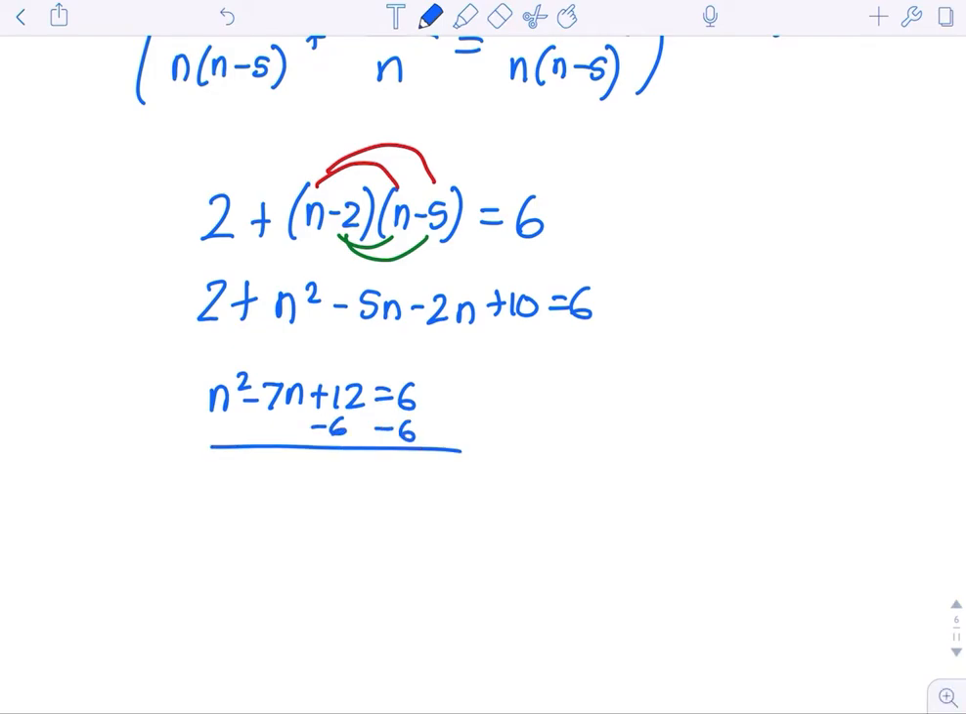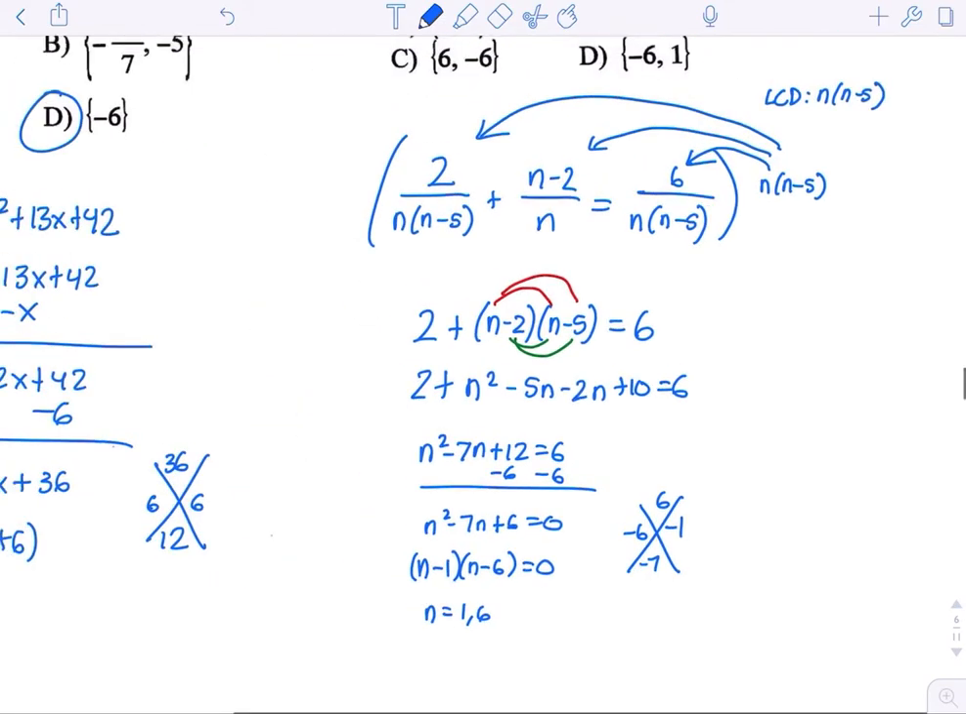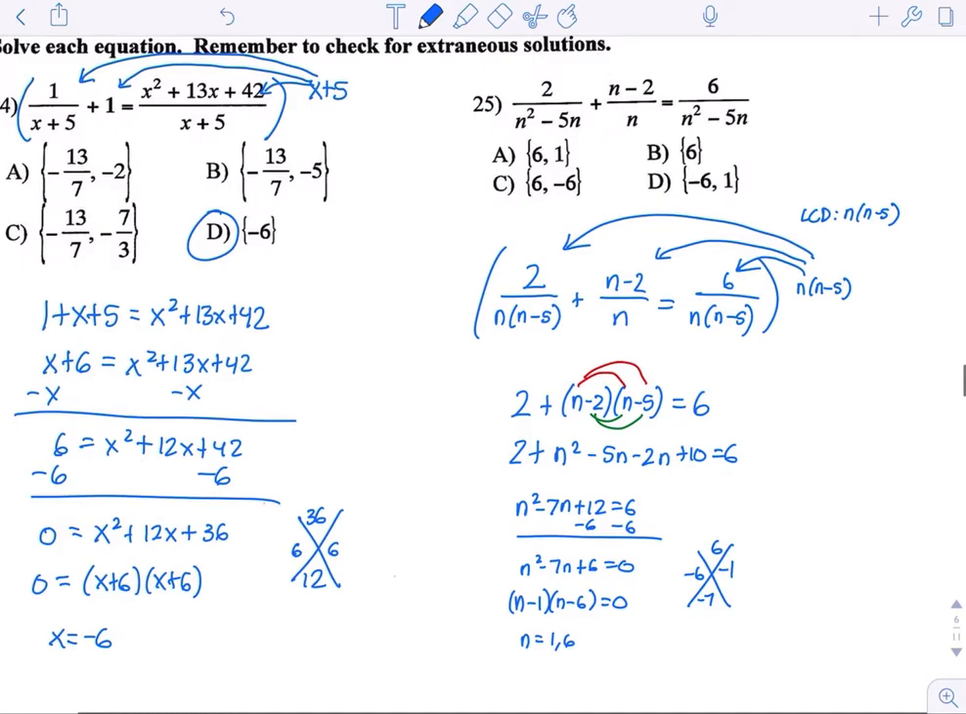Subtract 6 from both sides. n squared minus 7n plus 6 is equal to 0. Factor. Two things that multiply to 6 but add together to give you negative 7: negative 6 and negative 1. So n minus 1, n minus 6 equals 0. So n is going to give you guys 1 and 6. Go back to the original and make sure that when you substitute 1 and 6 that the denominators are not equal to 0. If you plug in 1 or 6, none of them is 0. So the answer is just going to be A.